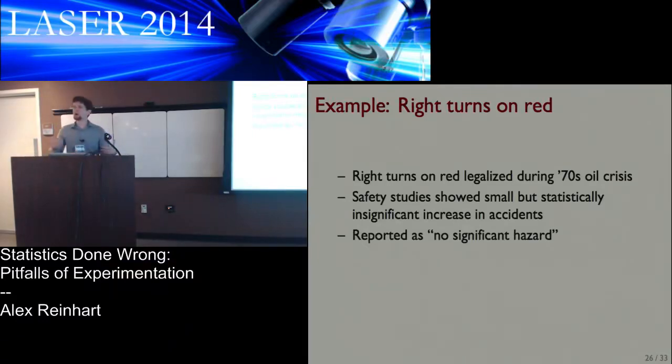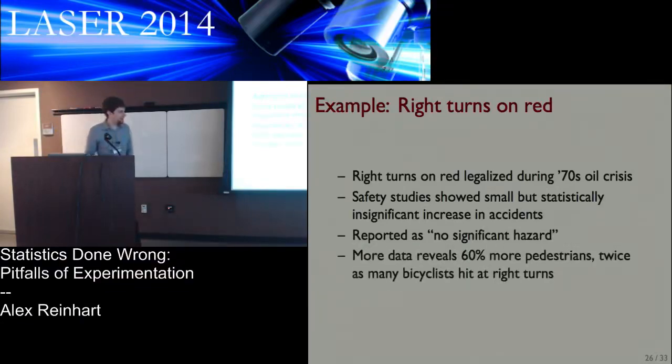So the consultants went out to these intersections, put up signs saying you may turn right on red, and then tracked how many accidents were at these intersections. They got a small increase in the number of accidents, but it was not statistically significant. So they reported back to the Department of Transportation. They said there's no significant hazard, go ahead, make the change.